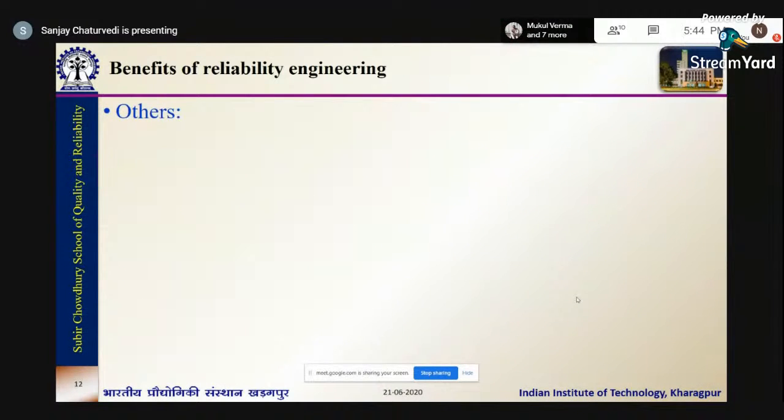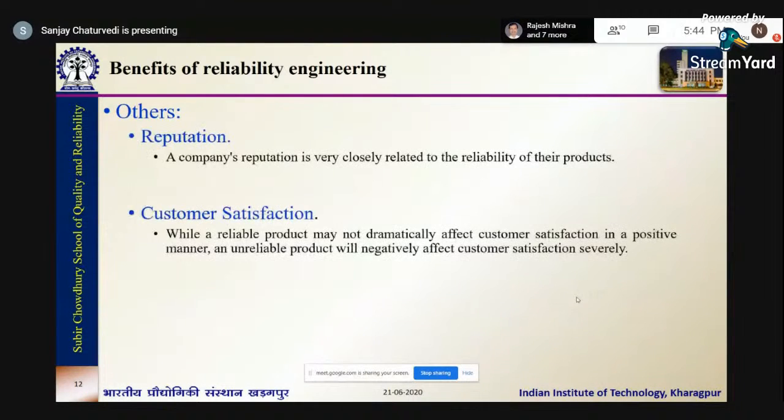So warranty cost is one, and other benefits you will get are the reputation of the company, which grows once the customer starts believing, and definitely customer satisfaction. The statement I make is that a reliable product may not dramatically affect customer satisfaction in a positive manner, but an unreliable product will negatively affect customer satisfaction. Similarly, it can take away another 10 customers from the company's database.